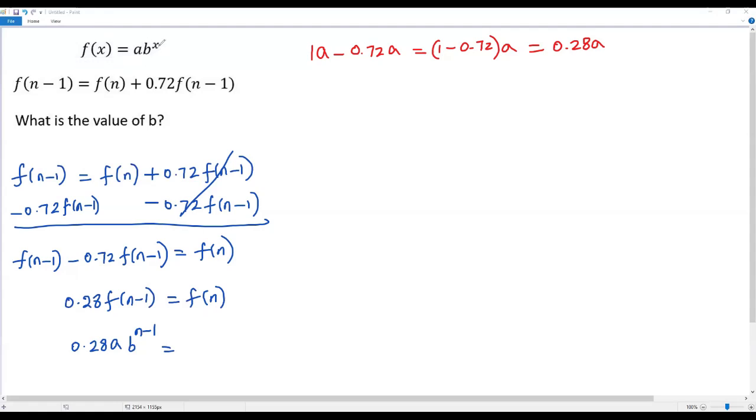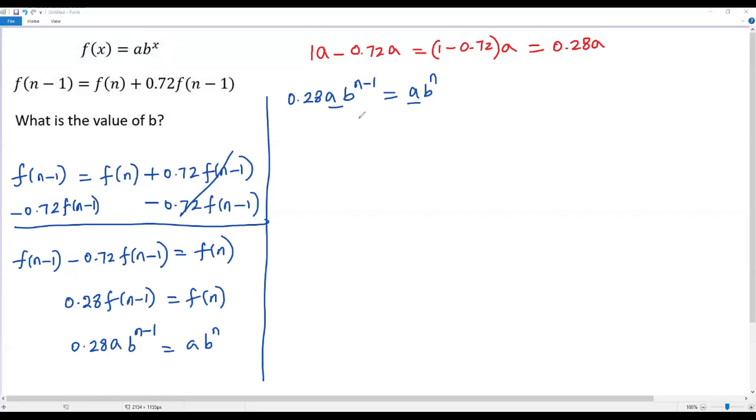For f of n, you just have to replace this x by n. Then I'm getting a times b to the nth power. Okay, now let me write the equation over here. That is 0.28 times a times b to the power of n minus 1 equals a times b to the nth power.